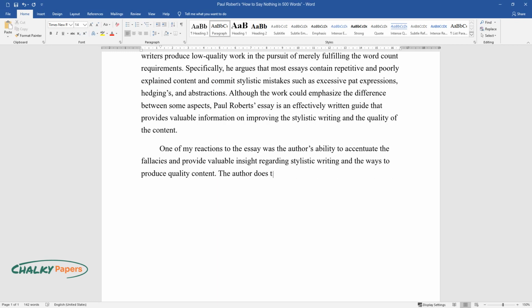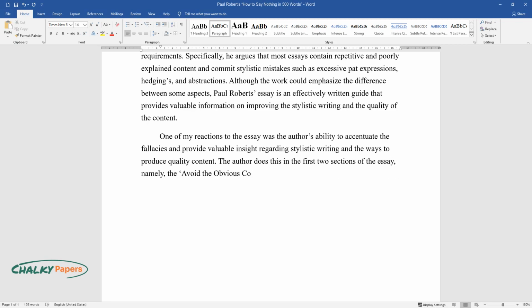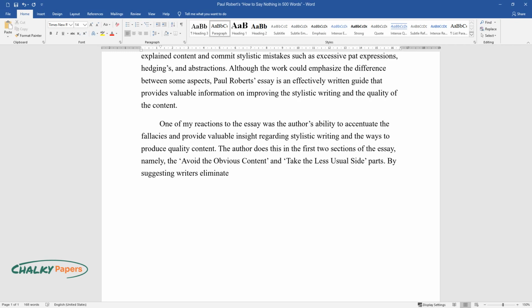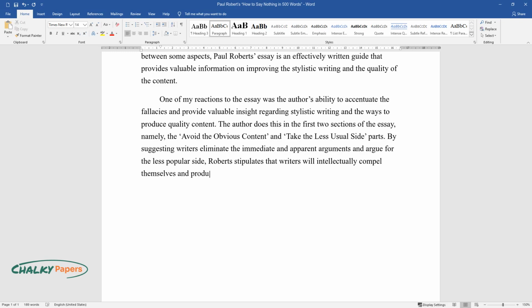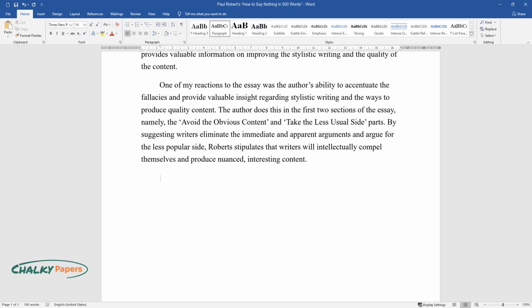The author does this in the first two sections of the essay, namely, avoid the obvious content and take the less usual side parts. By suggesting writers eliminate the immediate and apparent arguments and argue for the less popular side, Roberts stipulates that writers will intellectually compel themselves and produce nuanced, interesting content.